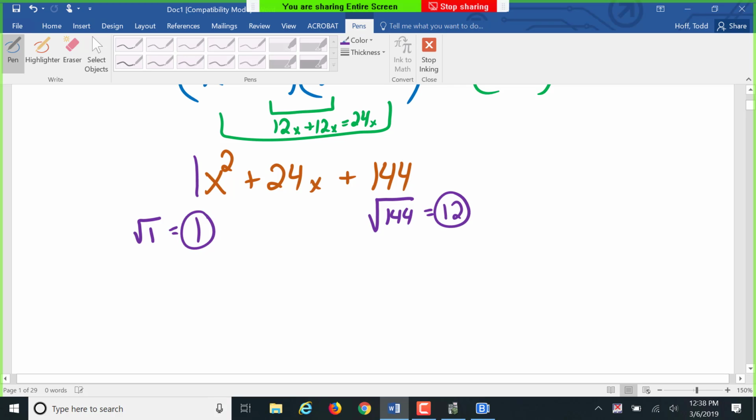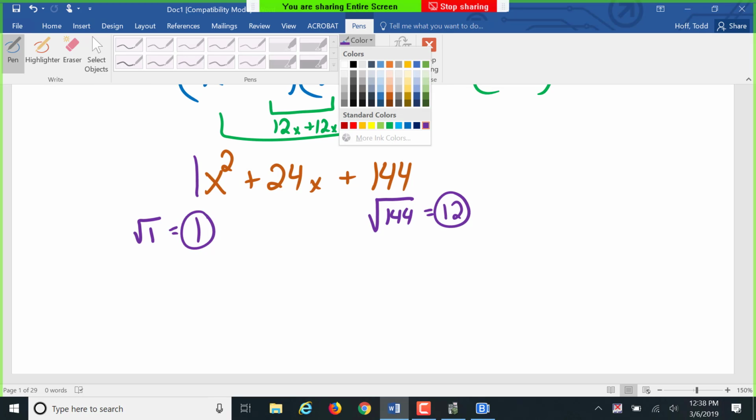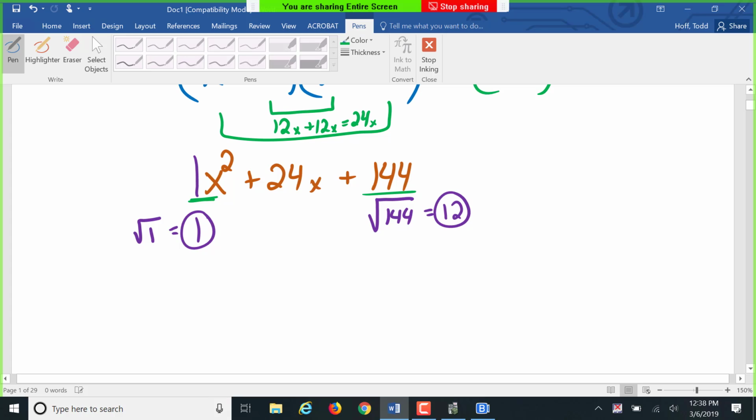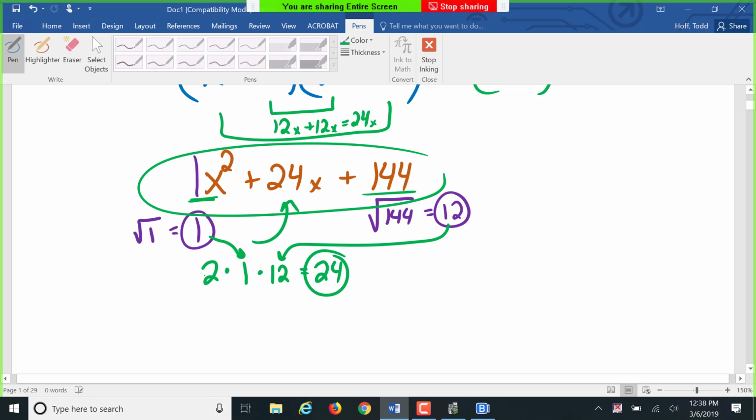12. Good. Now, for this to be a perfect square trinomial, both of those coefficients, the first and the last, had to be perfect squares. To finish it off, that middle term has to be 2 times the square root of the first one, times the square root of the last one. So 2 times 1 times 12 is 24. So that helps us identify this as a perfect square trinomial.